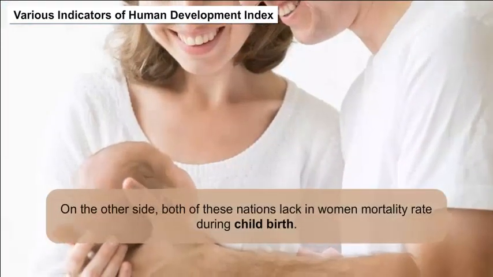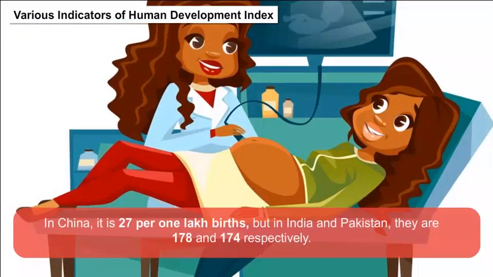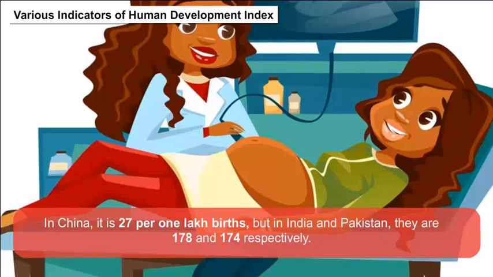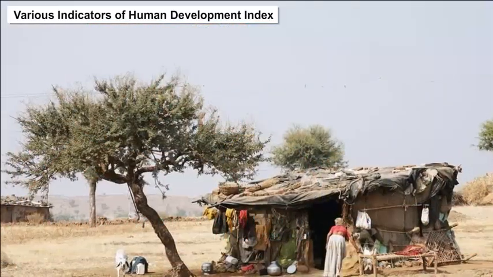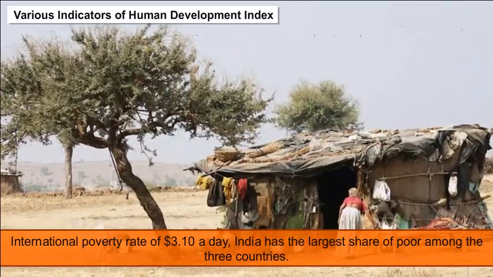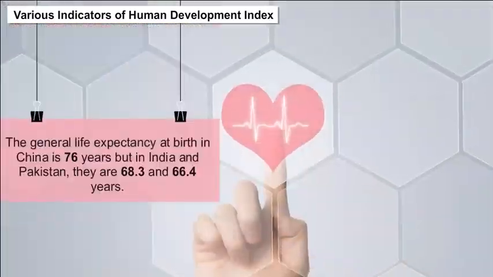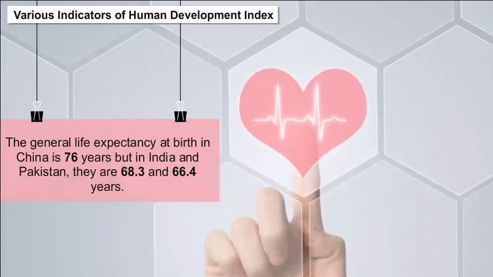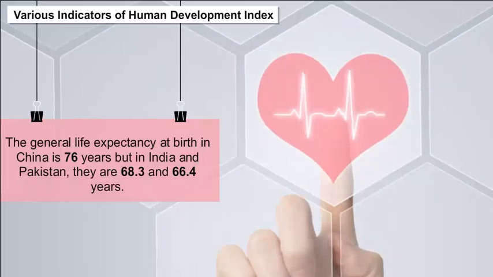In health, sanitation and poverty line measurement, Pakistan did better than India. On the other side, both of these nations lack in women's mortality rate during childbirth. In China, it is 27 per 1 lakh births, but in India and Pakistan, they are 178 and 174 respectively. By the account of the international poverty rate of $3.10 a day, India has the largest share of poor among the three countries. The general life expectancy at birth in China is 76 years, but in India and Pakistan, they are 68.3 and 66.4 years respectively.